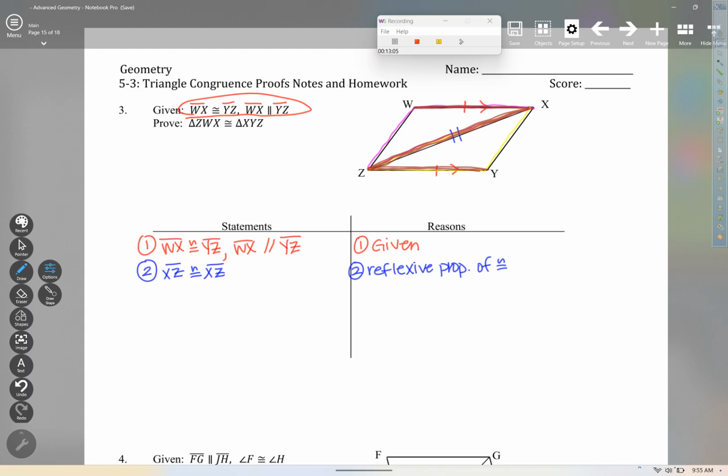So if you look at it, you're going to notice that we have alternate interior angles in this corner and in this corner. Parallel lines will always have, for our congruency proofs, either alternate interior angles or corresponding angles. So that's something we need to pay attention to. So step 3, I can't just say angle X because angle X has a bunch of angles. So we're going to say angle WXZ is congruent to angle YZX because of alternate interior angles.